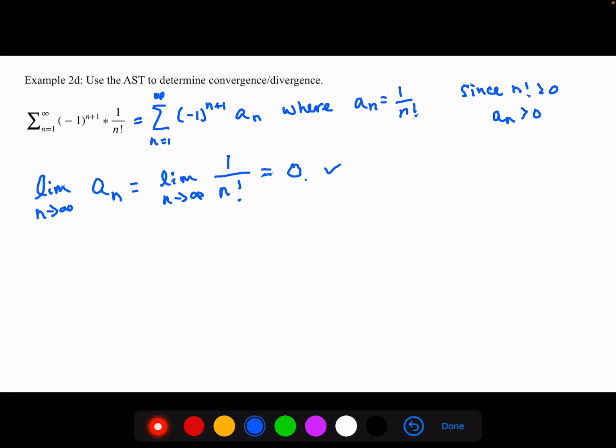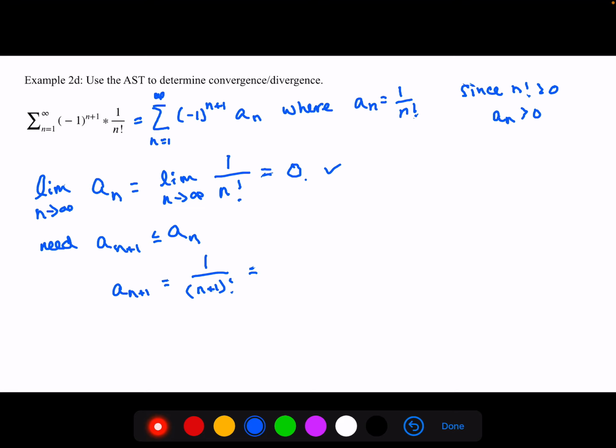The next condition is we need a sub n plus 1 to be less than or equal to a sub n. That is, we need the sequence of a sub n to be non-increasing. So let's write out the definition of a sub n plus 1. This means we have 1 over n plus 1 factorial.